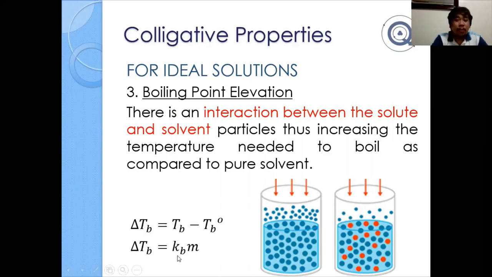KB is called the ebullioscopic constant, and your KB is dependent on the nature of the solvent, whatever the solvent is. And the KB for the universal solvent, you must know. The KB is equal to 0.512, in some references 0.52, it's fine. So 0.512 degrees Celsius per molal for water. And M here is the molality. So you need your prior knowledge of conversions just in case the actual molality is not given to you. So, delta TB equals KBM.